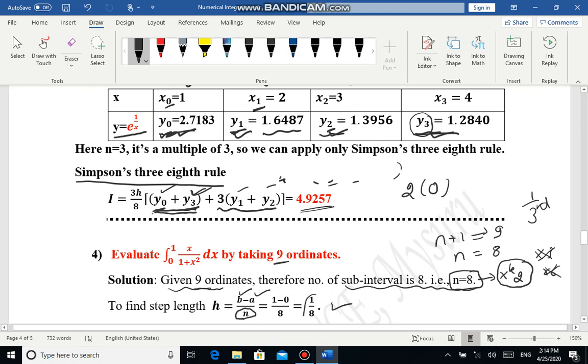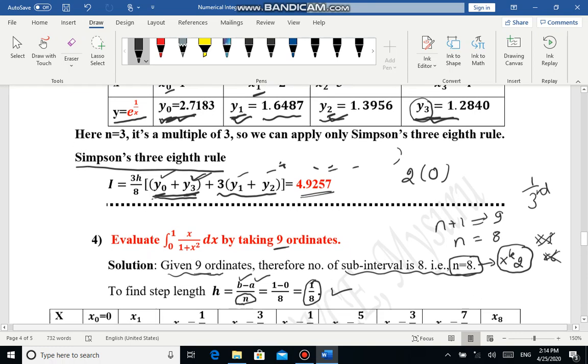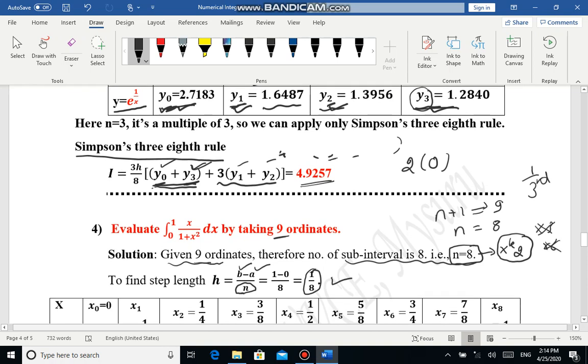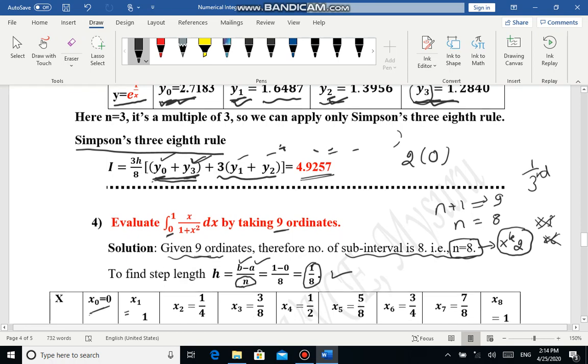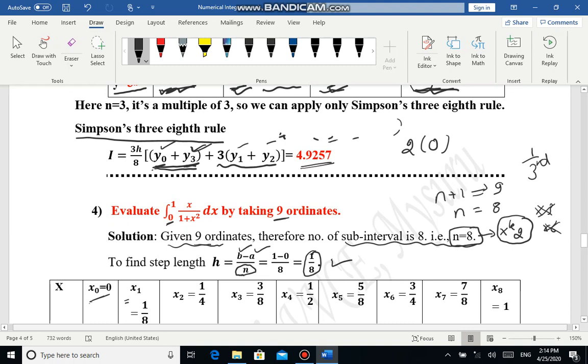So I will get the step length as 1 by 8 because 1 minus 0 by 8 is 1 by 8. Now using this, find out the x values first. I told you x0 is the lower limit, so x0 is 0. And x1, we know that x1 is x0 plus h, so x0 plus h is 1 by 8. And now x2 is x1 plus h, that is 1 by 8 plus 1 by 8, which is 2 by 8. If you simplify that, you will get 1 by 4. So x2 is 1 by 4.